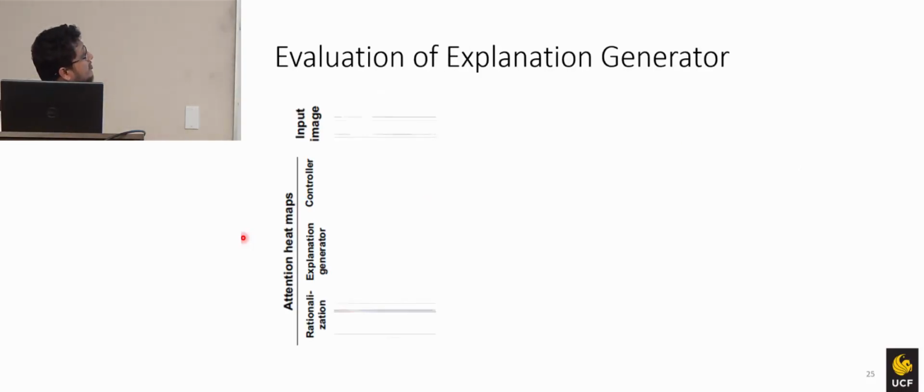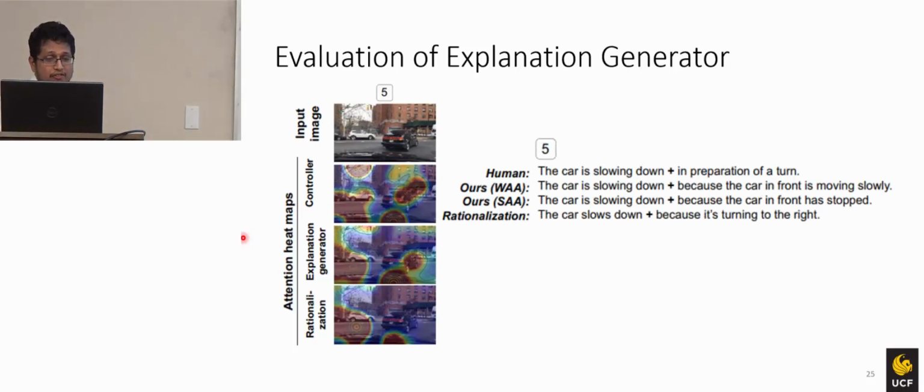Some explanation of the evaluation is here. This is number 5, which shows the human annotator annotated it with: the car is slowing down in preparation of turn. The rationalization part, without internal state, says the car slows down because it's turning to the right. But weakly aligned attention sees this car here, and rightly detects that the car is slowing down because the car in front is moving slowly. So we see that weakly aligned attention somehow manages to see more information in the pictures.